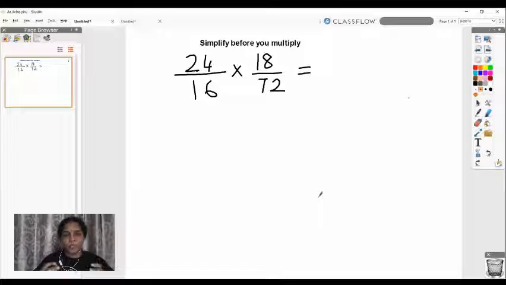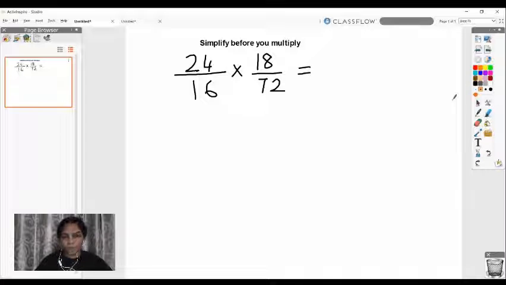So when we are multiplying two fractions like these that you're seeing on the screen, sometimes students start multiplying the 24 and 18, and then 16 and 72, and then they try to simplify the fraction. They do the multiplication first and then the simplification, but that's going to make calculation very difficult. So that's why we are going to simplify first before we multiply.